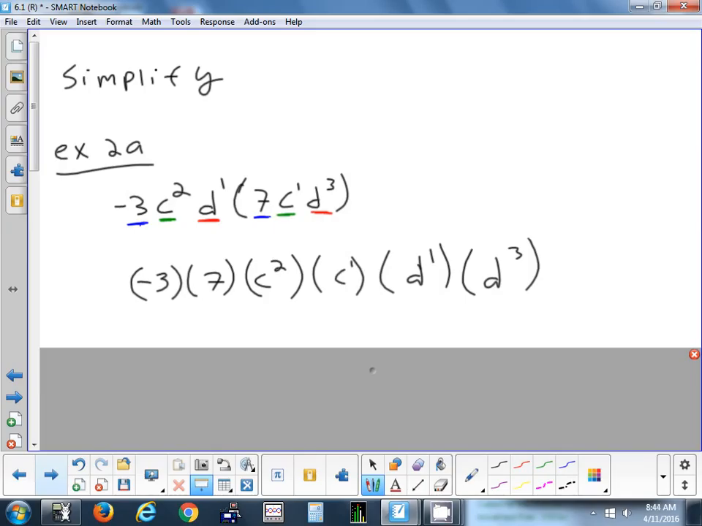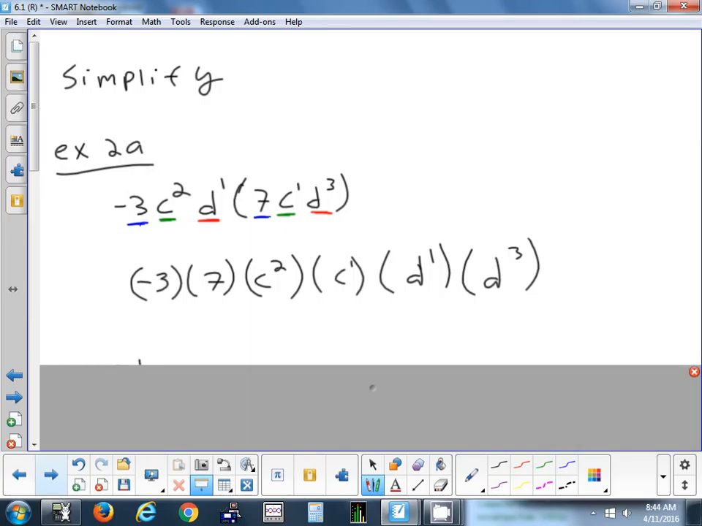What's -3 times 7, Alex? -21. So -21 c to the what? What's going to be my exponent on c? Look back at the exponent on the original. Yeah, 2 plus 1 gives me 3. And I think Gage already told us our exponent on d was d to the fourth.